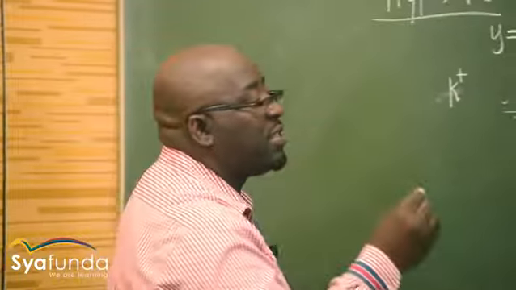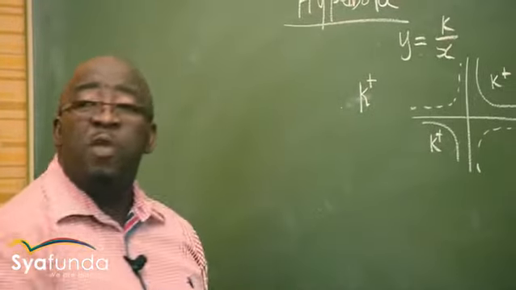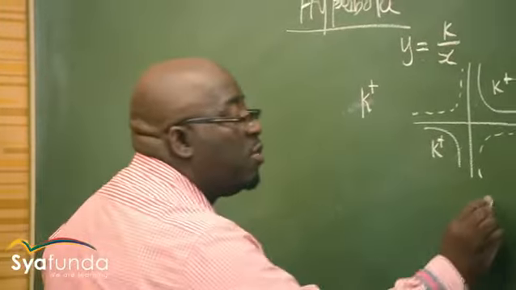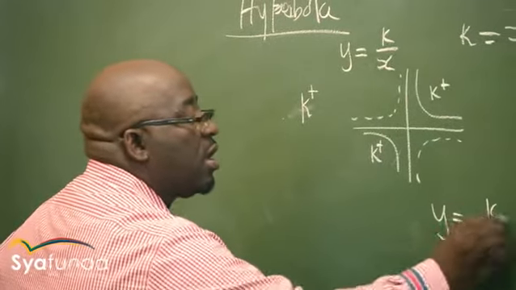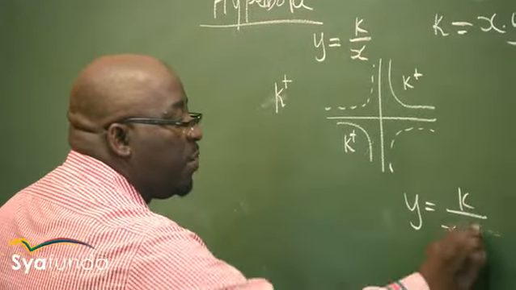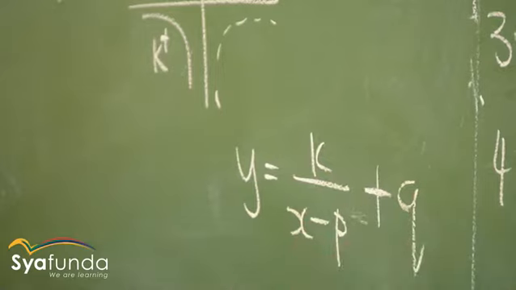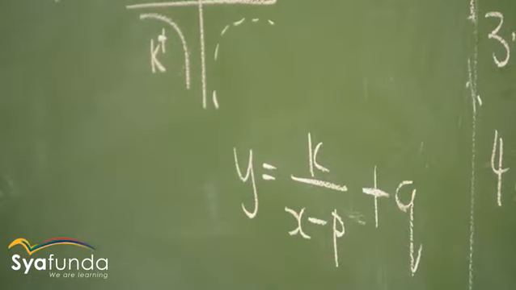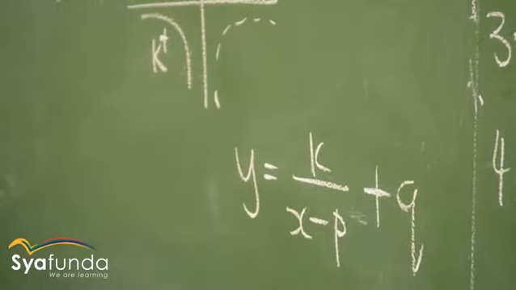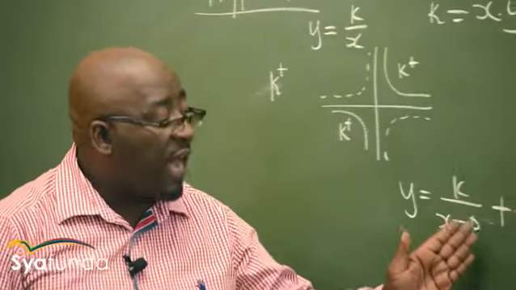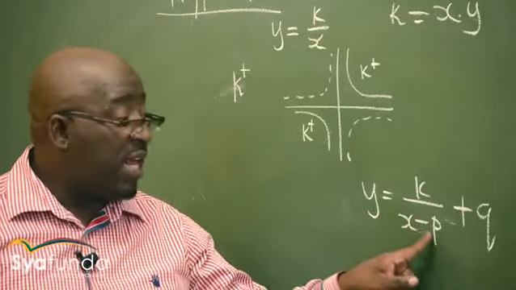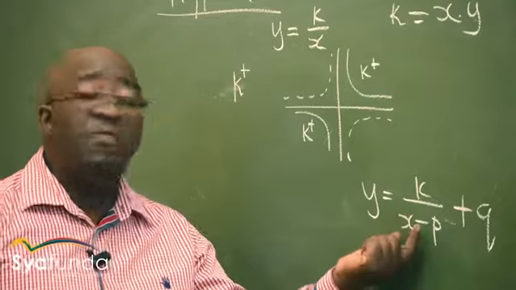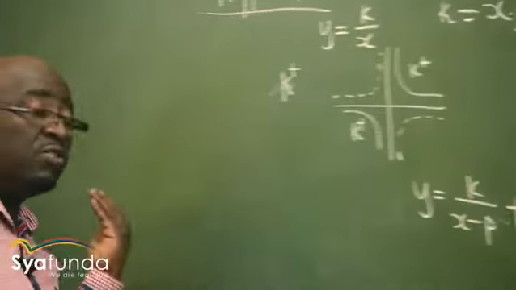Remember, it will give us the full general equation of the hyperbola. It will be y is equals to k over x minus p plus q. This is where it has been shifted in both ways, both horizontally and vertically. We've shifted it towards the right because it is positive. It is negative here. If it was negative, if this was positive, we're going to shift it to the left.